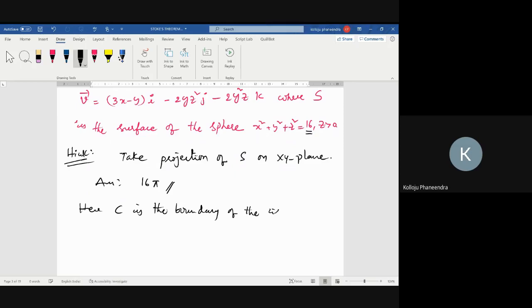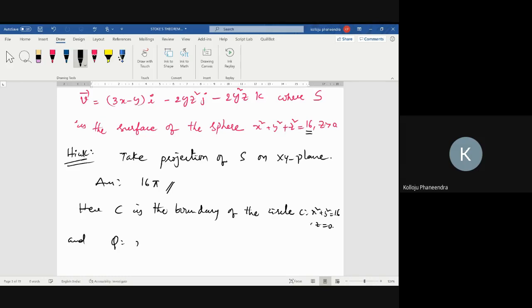You write the steps as usual, as I have given in the example. The boundary of the circle becomes x square plus y square equals 16, z equal to 0. Then you consider parametric representations: 4 cos theta, 4 sin theta. Then for the surface integral, you calculate del cross f bar. These are the hints.